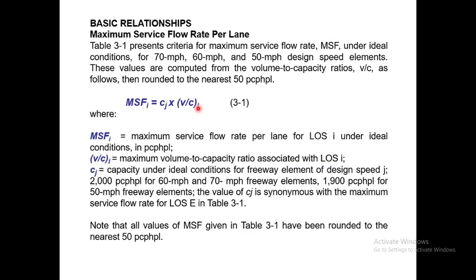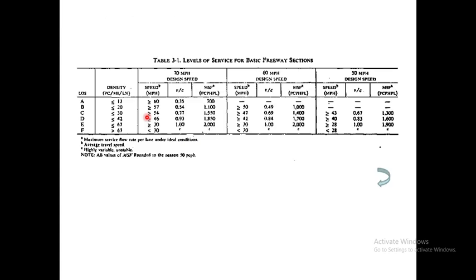Okay, so the i stands for one specific level of service. So when we are talking about the maximum service flow, the first question is for which level of service? For example, maximum service flow for level of service C. So we can come here and find out the maximum service flow for level of service C is 1550, and the V over C is 77%.